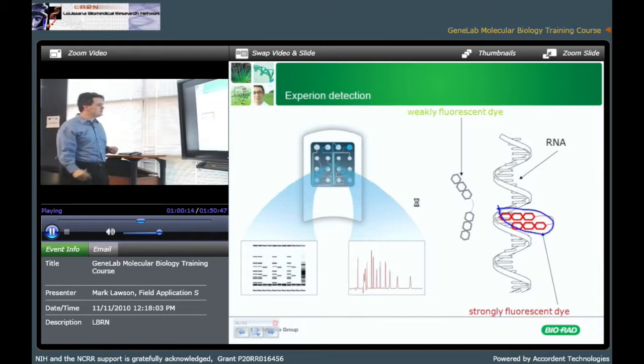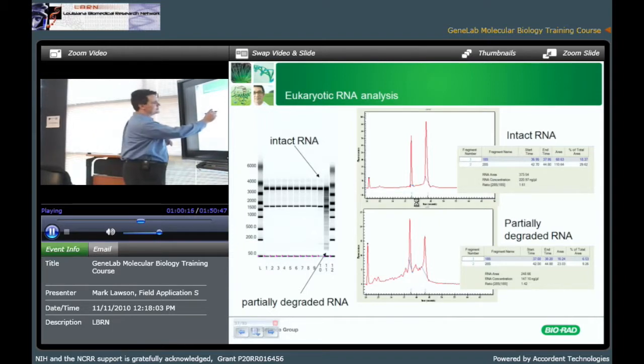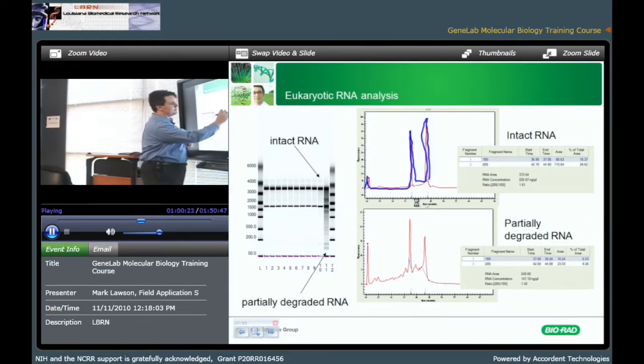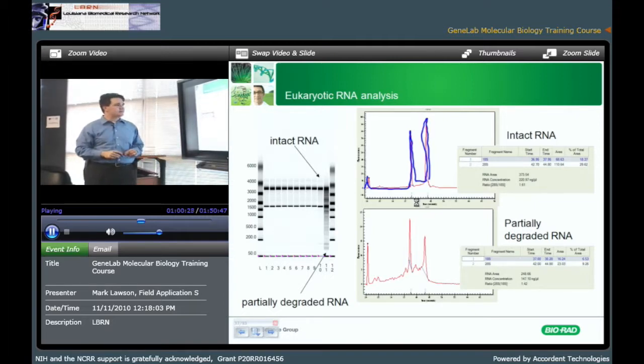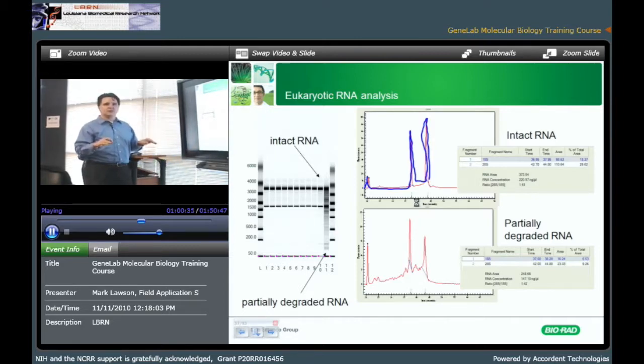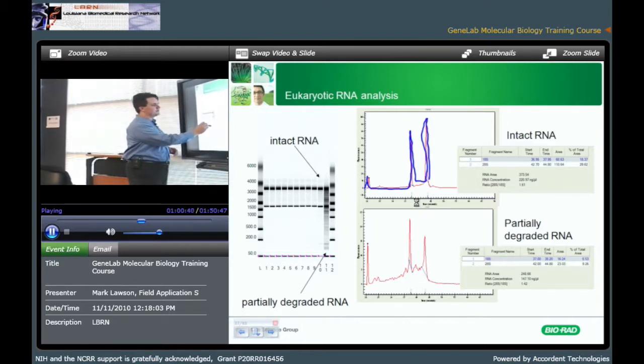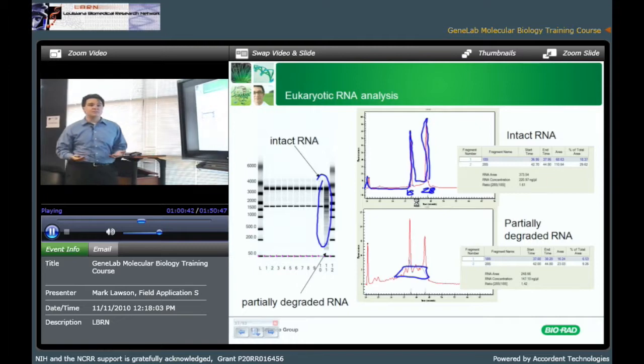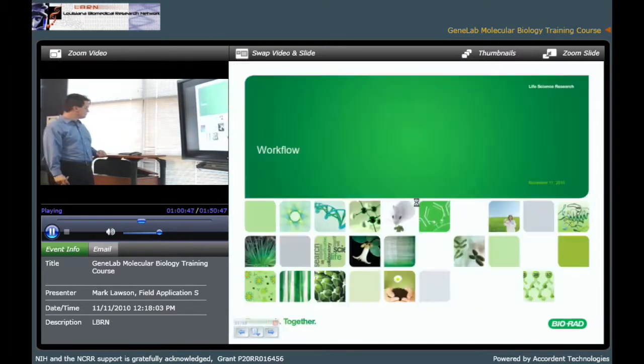So as it passes by the detector, we get these very distinctive electropherograms. And this is, let's say, eukaryotic RNA. We have our 18 and 28S ribosomal RNA bands. Now, an intact RNA versus a partially degraded RNA, where there's a lot of this sort of baseline increases, it's very important that we know that that's the case. And then, of course, we have here what it looks like on the virtual gel. All right, so this is an important step upstream of your microarray or real-time analysis.